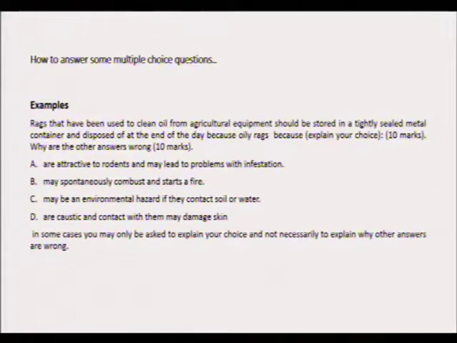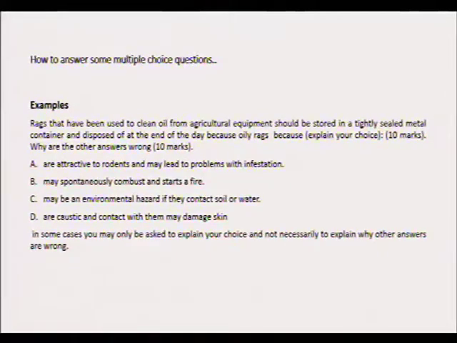For example, the first option is A. A means they are attractive to rodents and may lead to problems with infestations. Or B, because they may spontaneously combust and start a fire. Or C, because they may be an environmental hazard if they contact soil or water. Or D, because they are caustic and contact with them may damage skin.